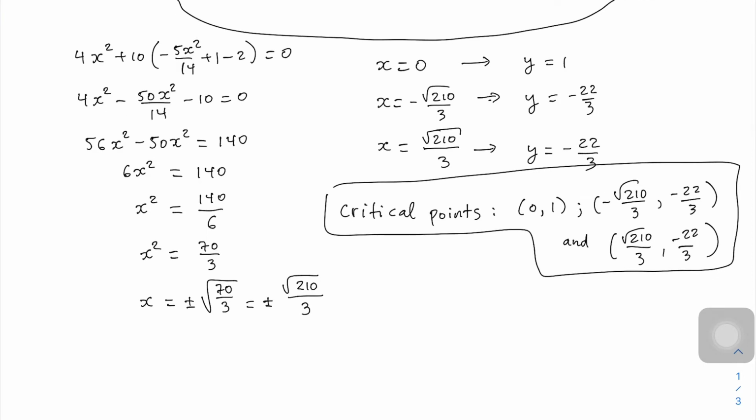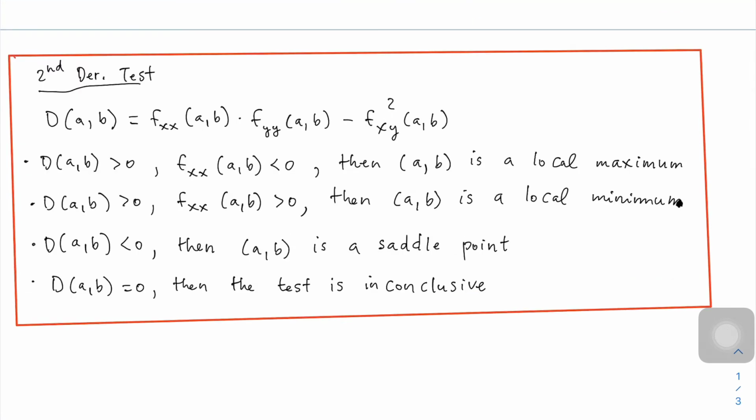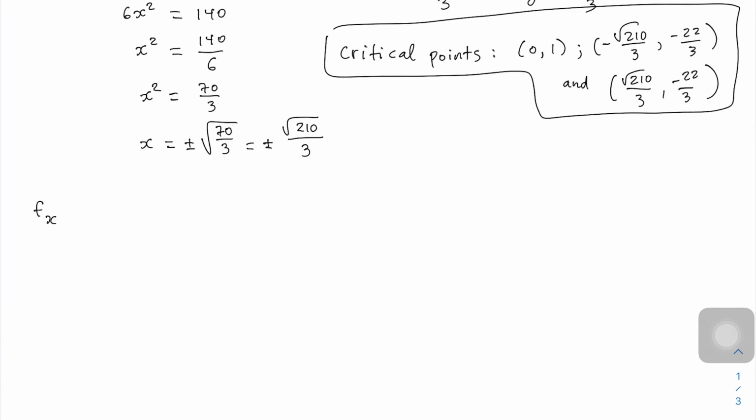Okay, now that we have our 3 critical points, we need to examine each of the points in order to determine which one is a local max or local min, using the second derivative test. And let's look at what the second derivative test says. Okay, this is the criteria. So let's go ahead and find our second derivatives. So we already know the partial derivative with respect to x was, okay, so from here let's take the derivative of this expression with respect to x.